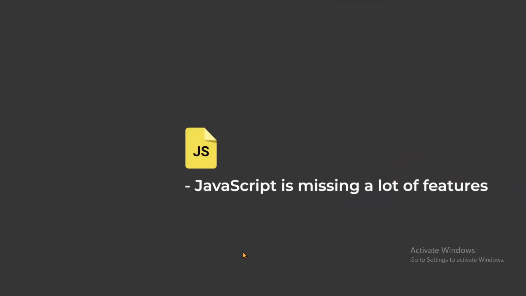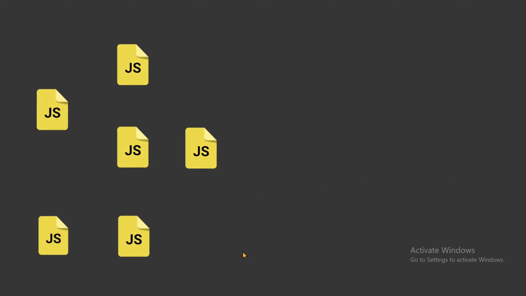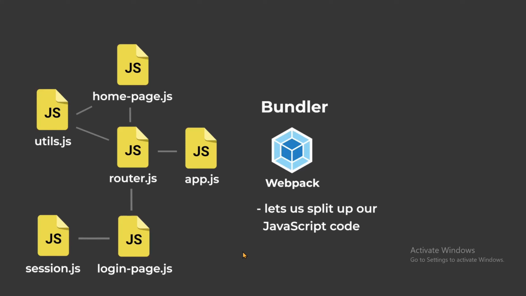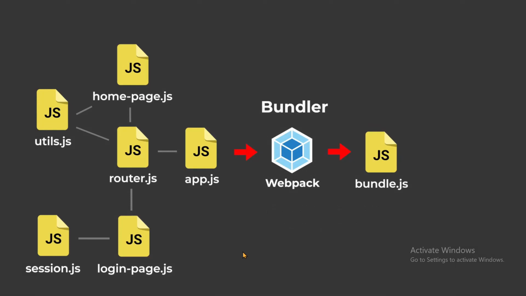JavaScript as a language is missing a lot of features that other programming languages have. One of these features is being able to split up our code into different files to organize our code. To solve this, we use a bundler. The most popular one is Webpack. It lets us split our JavaScript code into many different files, and once we're ready to put it on our website, it will combine all of these files into bundle.js, one JavaScript file, and we can put it on our website.